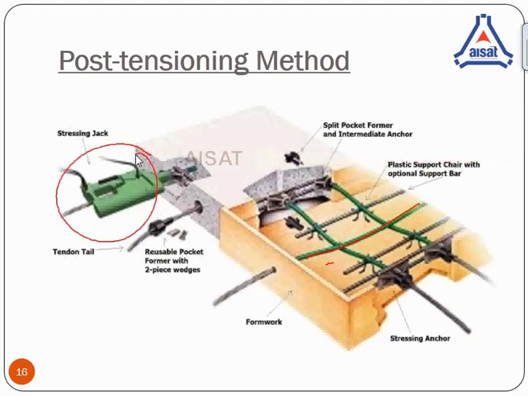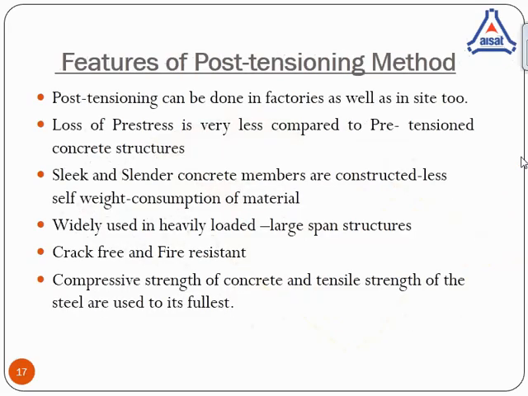After the application of the pre-stressing force, the tendons are cut and released slowly. This results in the transfer of pre-stress from the tendons to the nearby concrete. So this is what happens in the post-tensioning method. Then the void spaces between the tendons and the duct are closed by using cement grout. So these are the features of the post-tensioning method. This method can be done in factories as well as on site.